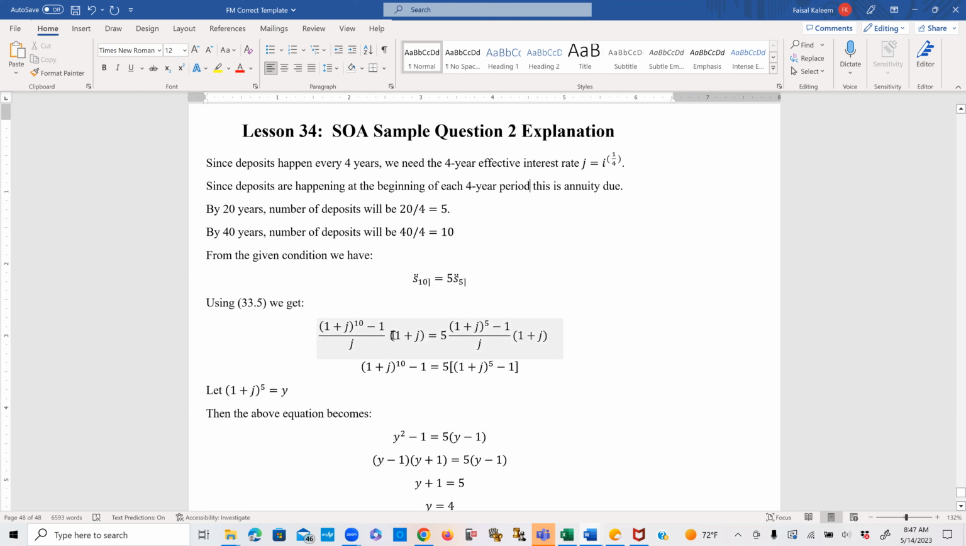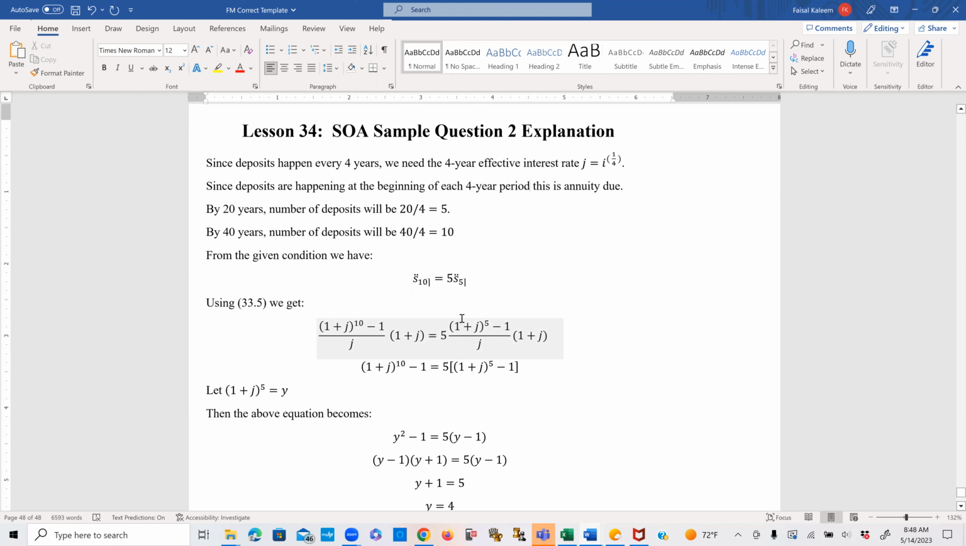And then from our equation 33.5, the formula for accumulated value equals 1 plus the interest rate to the power n. So for S10, it will be 1 plus interest rate to the power 10 minus 1, divided by the interest rate, times 1 plus the interest rate. In this case, the interest rate we're going to use is J. And so the first step will be to use this condition to calculate J. So S10, as we spelled out, is this, and then 5 times S5. S5 will be 1 plus J to the 5 minus 1 over J times 1 plus J.